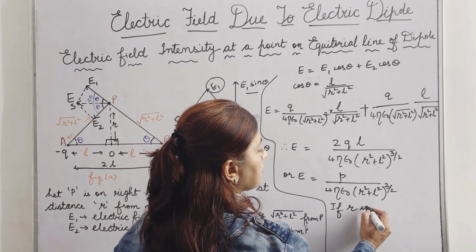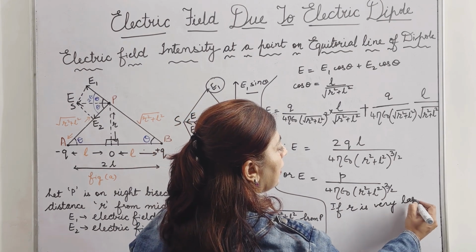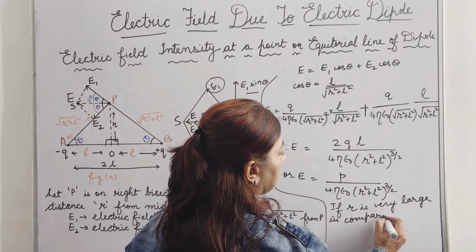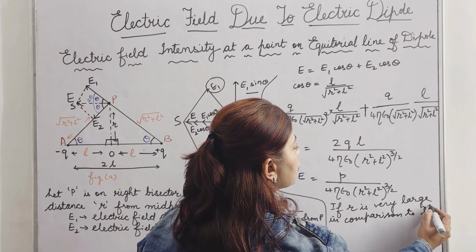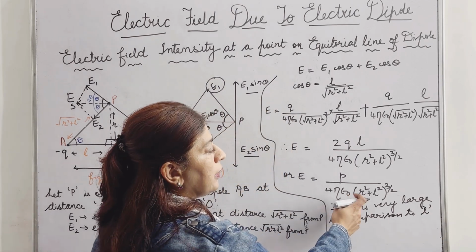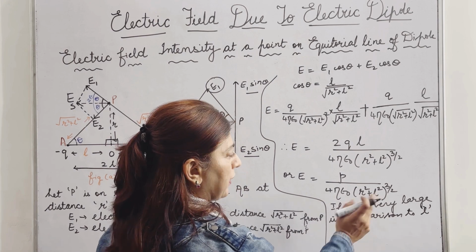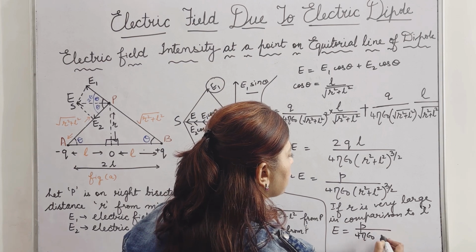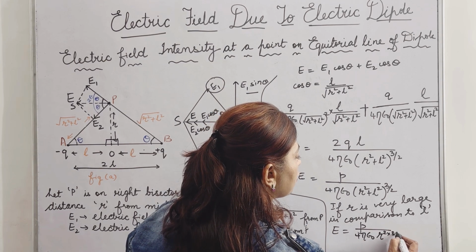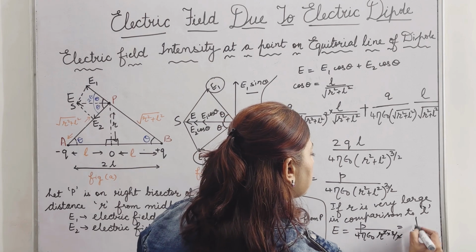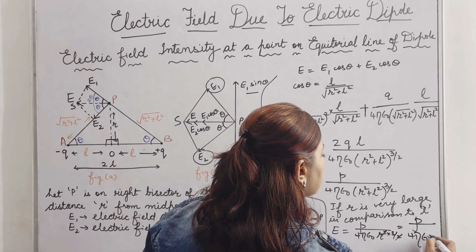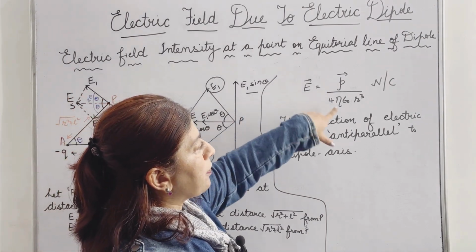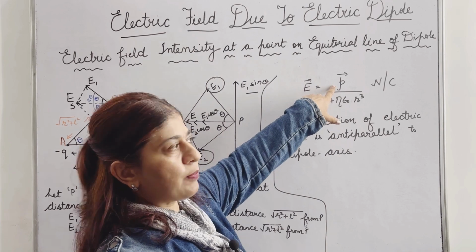If r is very large in comparison to L, so this r square will be more and L square can be neglected. So we will have E equal to P upon 4 pi epsilon naught r to the power 2 into 3 by 2. So the 2 cancels and it comes out to be P upon 4 pi epsilon naught r cube. So the electric field at point P is found out to be equal to P by 4 pi epsilon naught r cube, where P is the dipole moment.